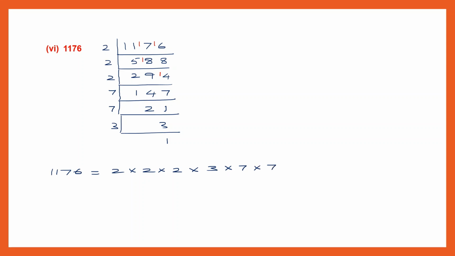Now when we write this in the exponential form, what do we get? 2 raised to the power of 3, into 3 raised to the power of 1, which we will leave as it is, into 7 raised to the power of 2. So 1176 in the exponential form is 2 to the power of 3 into 7 to the power of 2.